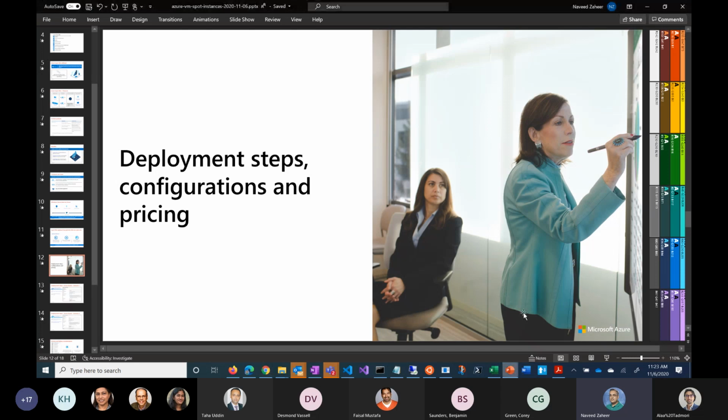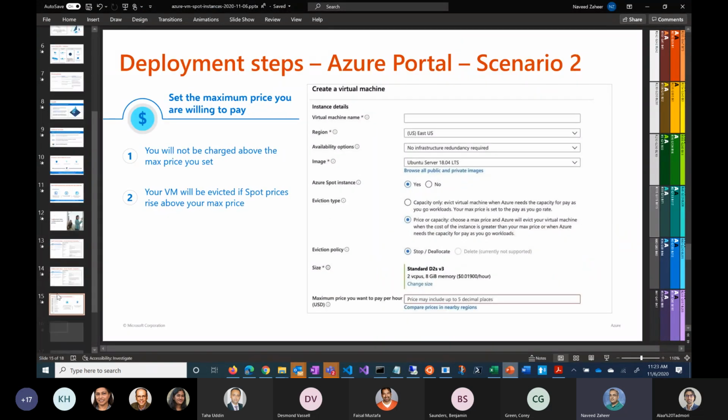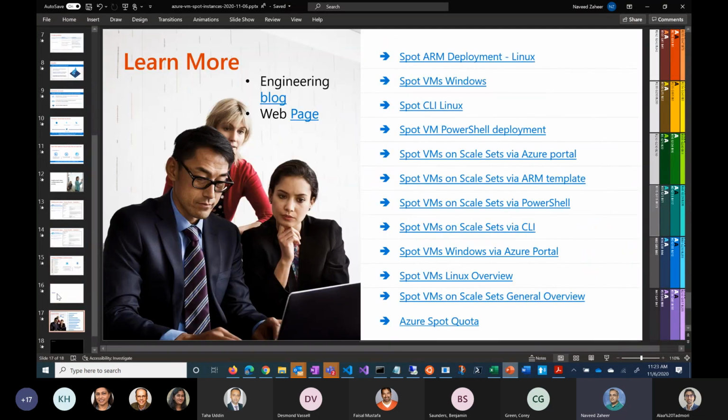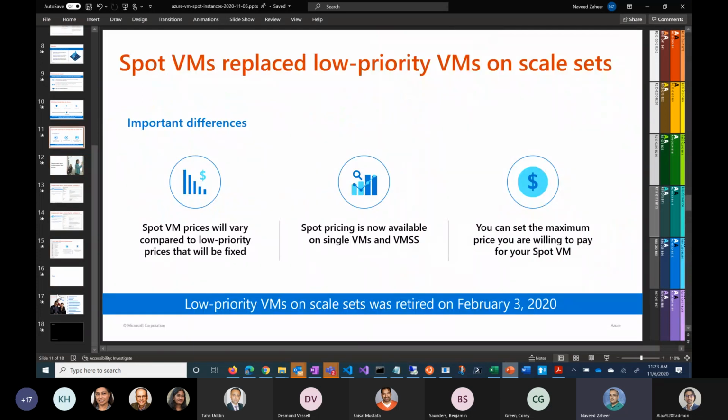So let's quickly go back to the slide deck. I have a few slides. This talks about some of the deployment scenarios, how you will deploy it. So this is basically taking over from low priority instances. They are retired. If you have been using them, it's a retired service, and you should be using Spot VM instances. At this point, I just want to open the floor for any questions, comments, feedback.